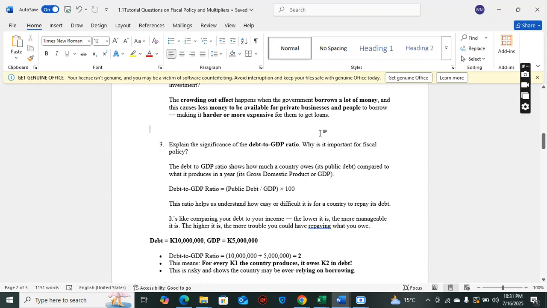Okay, we've got the next question, which was on the debt to GDP ratio. The debt to GDP ratio basically is like asking: with the money you get from your GDP, can you pay off your debt? You remember the GDP, the total market value of the goods and services produced within a nation. So that value, can it be used to pay off the debt? Or how much of the debt can be paid off?